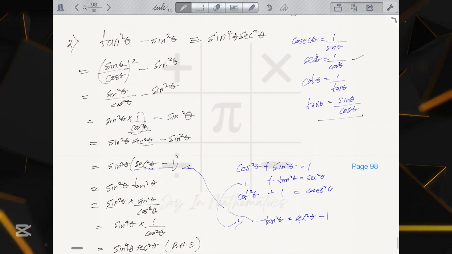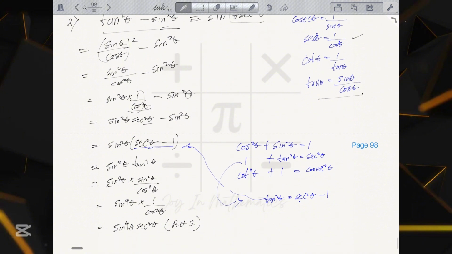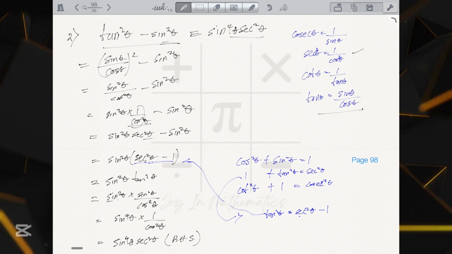So we have derived the expression that tan squared theta minus sine squared theta is equal to sine raised to the power of 4 theta sec squared theta. So we can see now that all we used in trigonometric identities simplification is the three trigonometric fundamentals and the reciprocal functions.